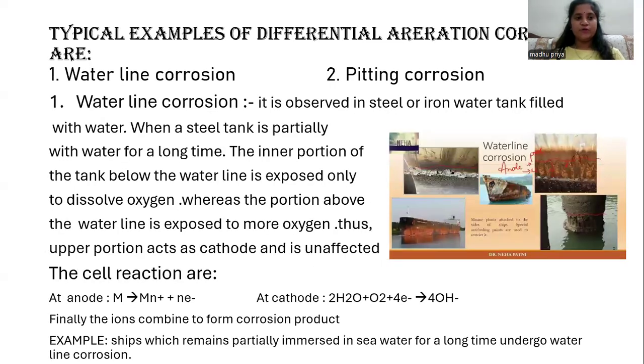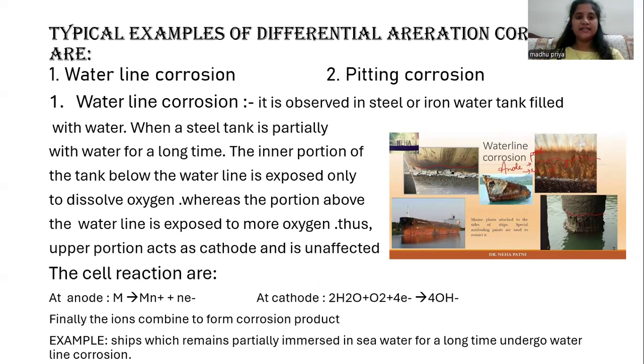Next, move on to the topic: typical examples of differential aeration corrosion. They are first, waterline corrosion, and second, pitting corrosion. We can move on to first, waterline corrosion. It is observed in a steel or iron tank filled with water.